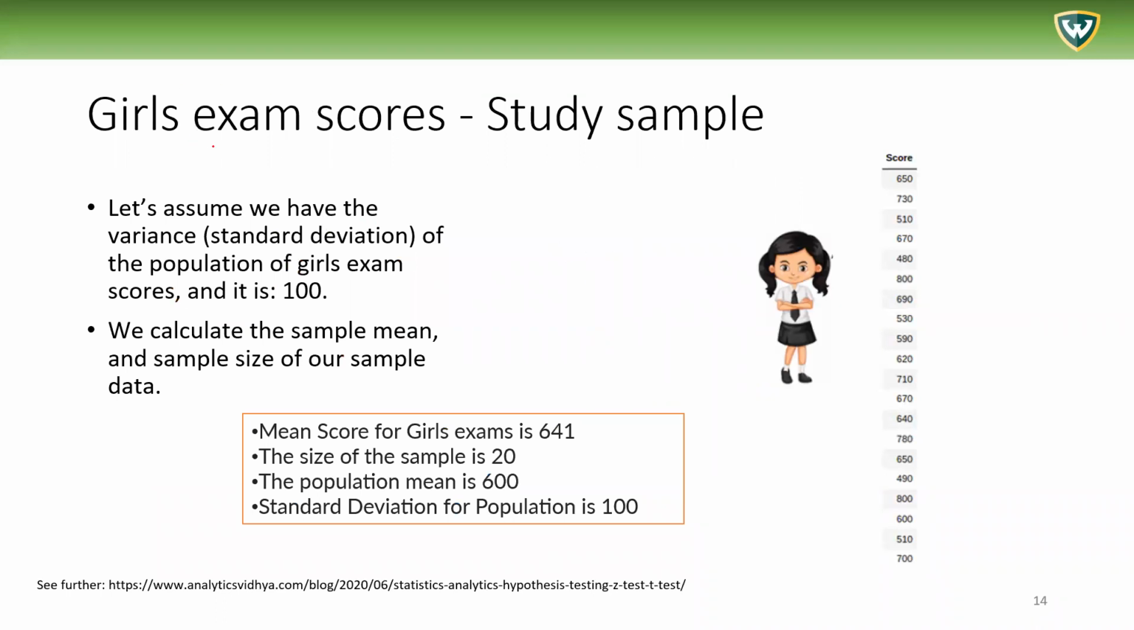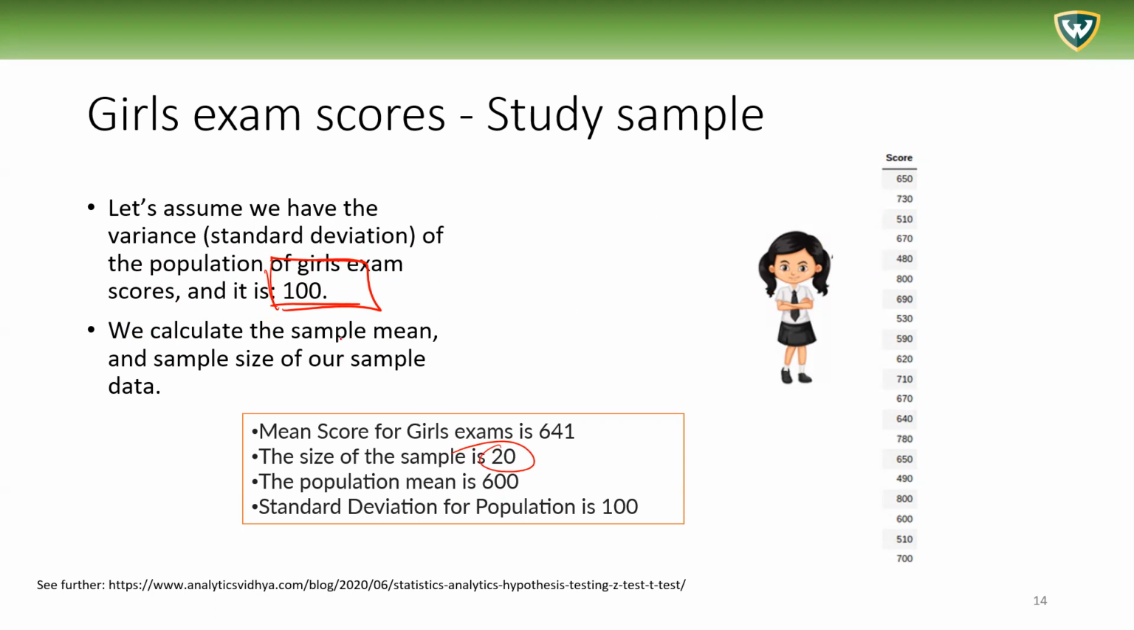So let's assume we have the variance. As I said, the standard deviation is the square root of the variance of the population of girls' exam scores, and it is 100. So this is the standard deviation, not the average. But we do have the population average as well, and that's why we're going to use the z-test. And then we're going to carry out our study. We're going to sample. Our sample is only 20 because we don't really have much time. We can only sample 20 people at this time.